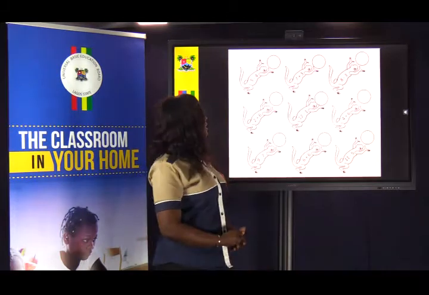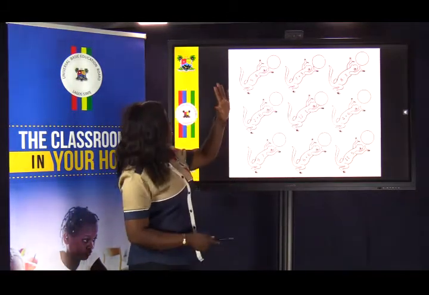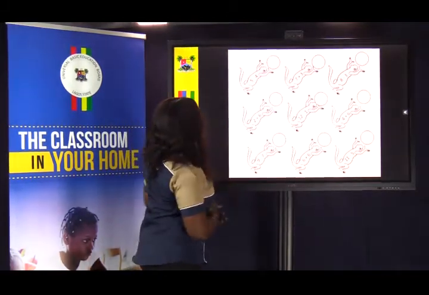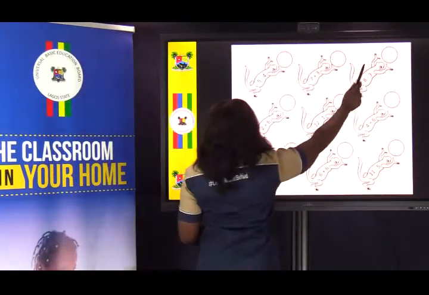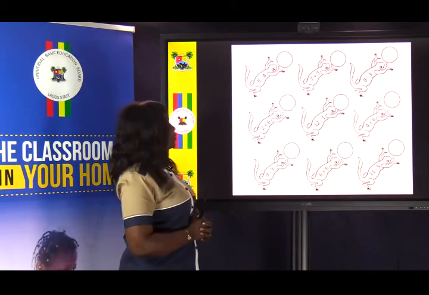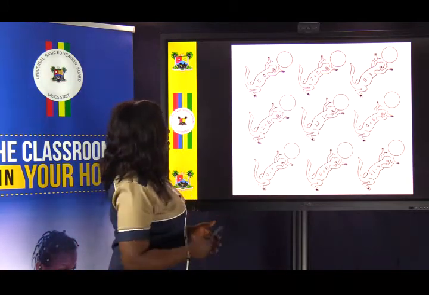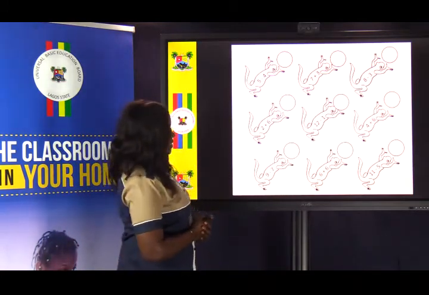Pens down, pens down. It's 40 seconds and it's time up. 5 takeaway 4 is 1. 7 plus 3 is 10. 8 minus 3 is 5. 2 plus 6 is 8. 12 takeaway 1 is 11.